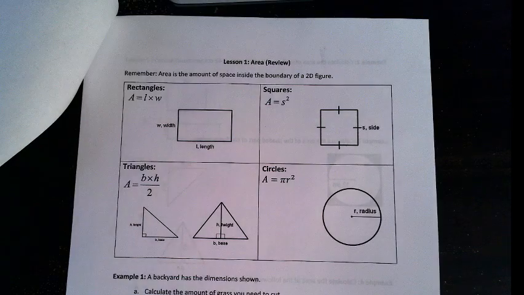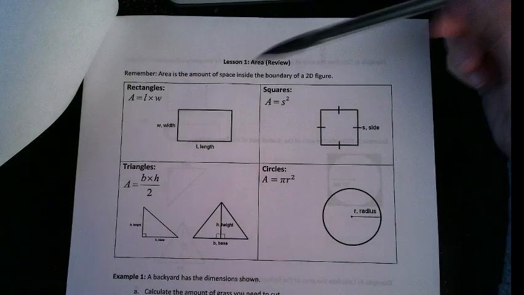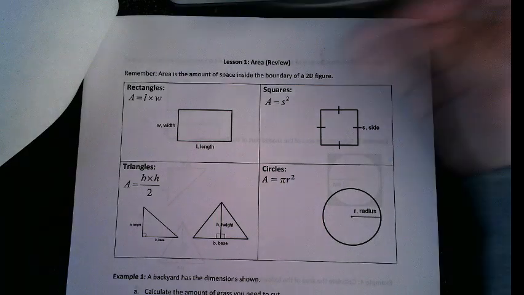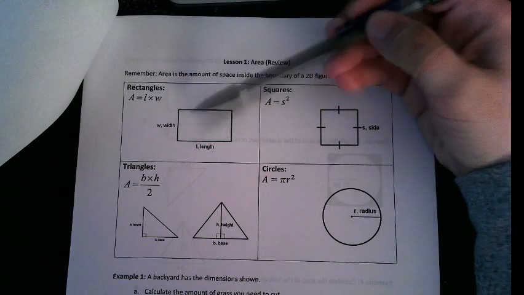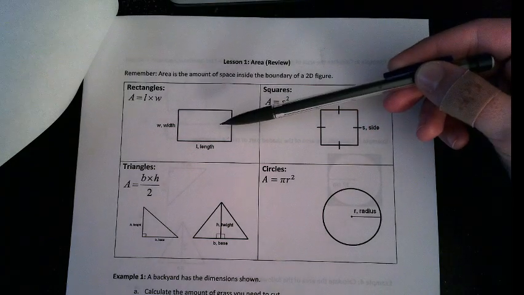In this lesson, we're going to be going over a review of how to find the area of 2D shapes. So remember that area means the amount of space inside the boundary of a 2D shape. So you're looking at how much area is inside a shape.